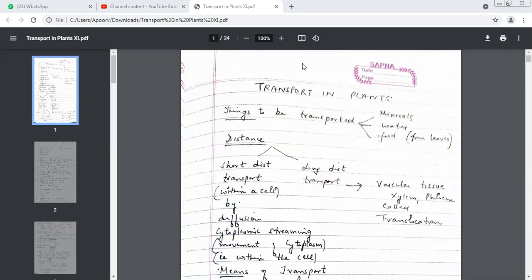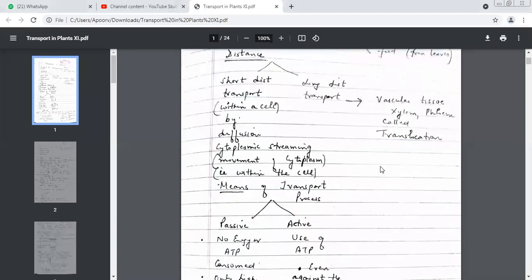What topic had we started yesterday? How many of you remember? Okay, very quickly we did guttation. We remember guttation yesterday?